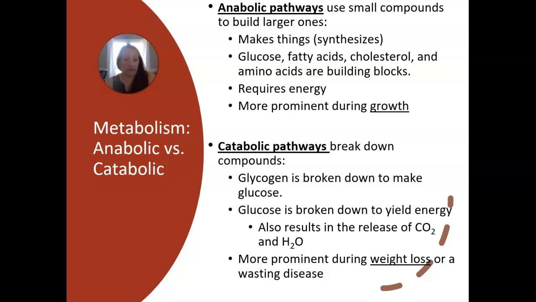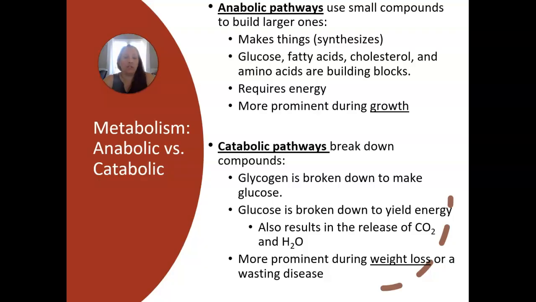So for example, when glucose levels in the blood get low, our body will turn to glycogen stores in the liver, and glycogen will be broken down to yield more glucose until it runs out. And we'll talk about what happens next in a little bit. Glucose, we can say, is going to be broken down by a process called cellular respiration, which we're going to get to. And again, energy is released during that process. So these are breakdown reactions. There are also byproducts, right?